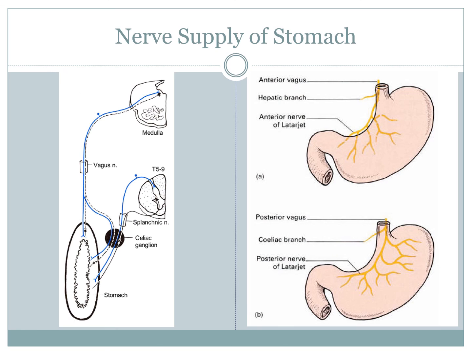So you see this diagram: anterior vagal nerve, the hepatic branch, anterior nerve of Latarjet, posterior vagal nerve, celiac branch, and posterior nerve of Latarjet. So these are the innervation of the anterior half and posterior half. It arises from the medulla, the vagus nerve, and supplies the celiac ganglion and innervates the stomach.